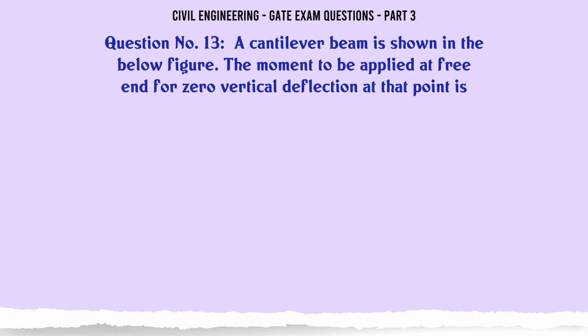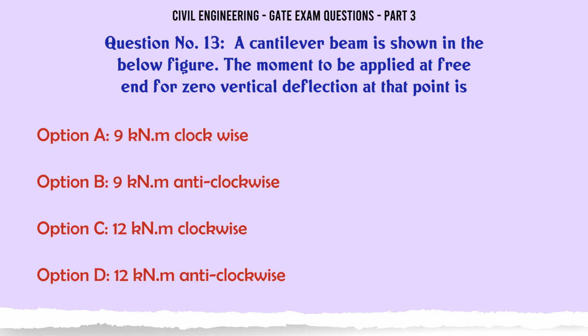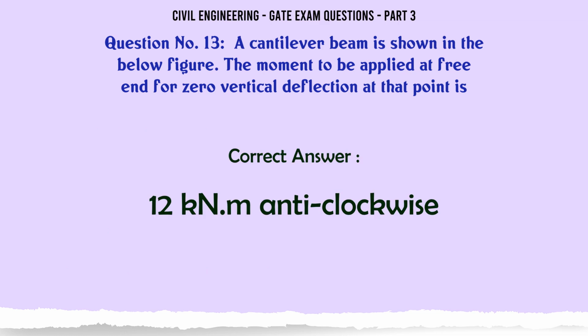A cantilever beam is shown in the below figure. The moment to be applied at free end for zero vertical deflection at that point is A. 9 kN.m clockwise, B. 9 kN.m anti-clockwise, C. 12 kN.m clockwise, D. 12 kN.m anti-clockwise. The correct answer is 12 kN.m anti-clockwise.